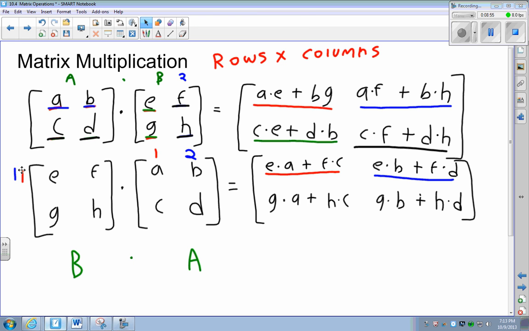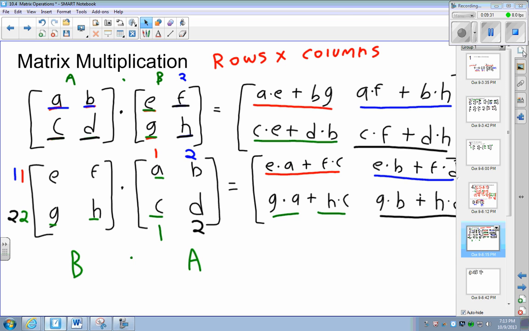See one there. Okay, but now we need to look at our second row. So we're going to multiply our second row by our first column. So we'll get G times A, plus H times C. Okay, now the last one, multiply our second row by our second column, and that's what we'll get. Okay, so let's look at some examples of these, because these can be a little tricky.